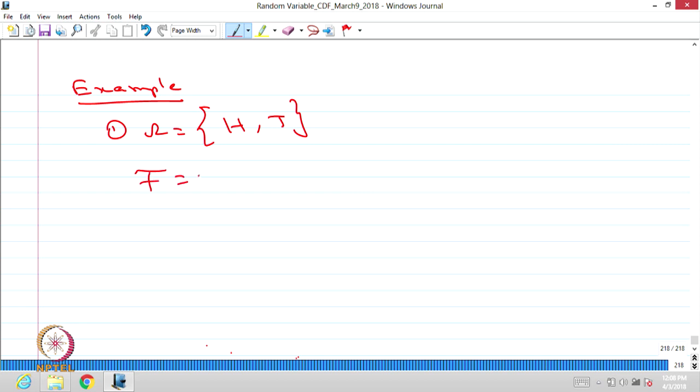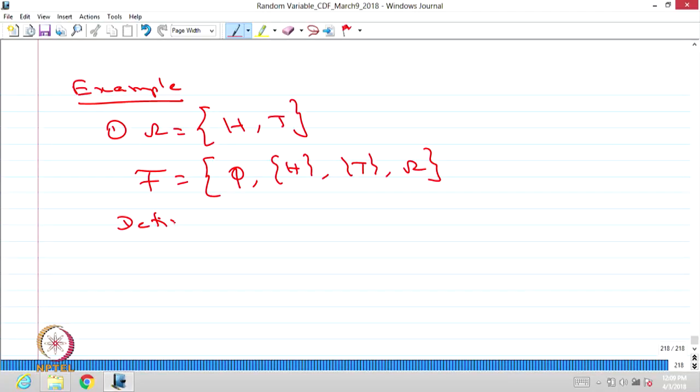For F we will go for the largest one, that is the empty set, the singleton elements and the whole set. I have to create a set function P such that it satisfies all the three conditions of probability. Then I can conclude that the set function is a probability.